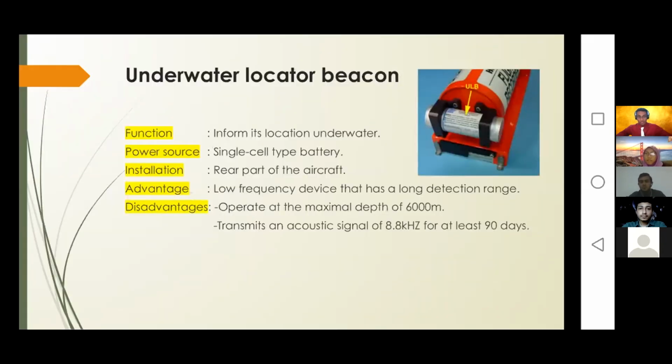And lastly, for the underwater locator beacon, which is ULB, the function is to inform its location underwater. It is because this ULB transmits 8.8 kilohertz of pulse. And for power source, it uses a single cell type battery. For the installation, it needs to be installed at the rear part of the aircraft to avoid a direct hit when the aircraft crashes.